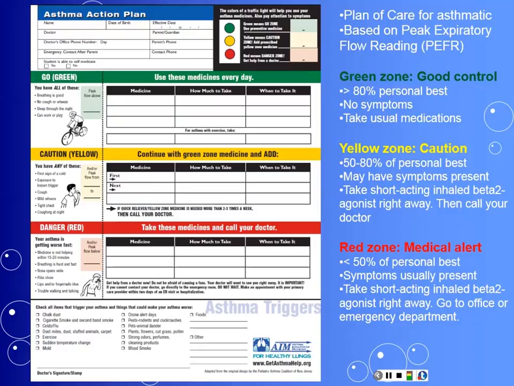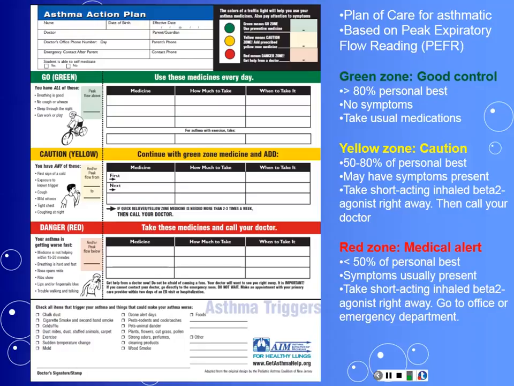You're going to take that number, and that's what you're going to use to develop your asthma action plan or your plan of care for asthmatics. It's based on the peak expiratory flow reading. Anywhere from 80 to 100% is considered the green zone. 50 to 80 is the yellow zone, and the red zone is less than 50%.